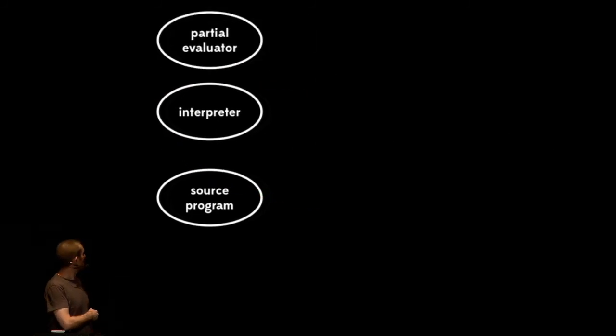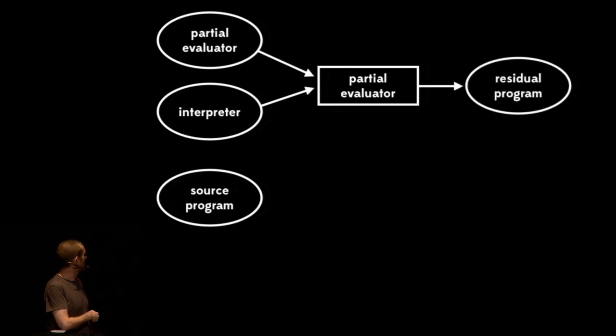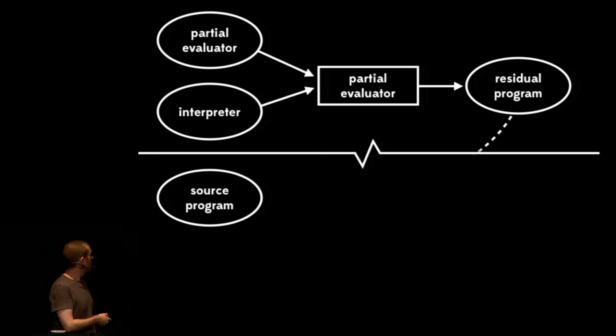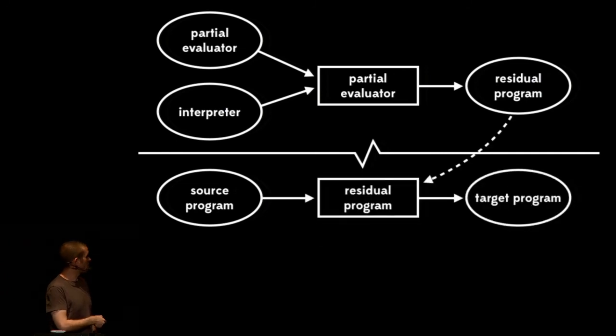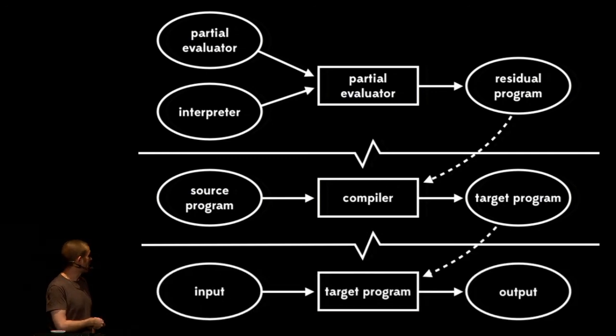You treat the partial evaluator as data, and you feed that into the partial evaluator and specialize it with respect to the interpreter, you get a residual program out. And then later on, you can run that residual program with the source program as input and get the target program. And then later on, you can run that target program with input as input and get the output.